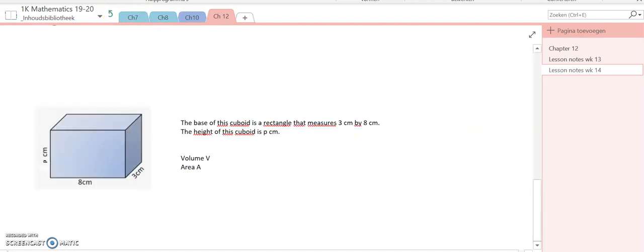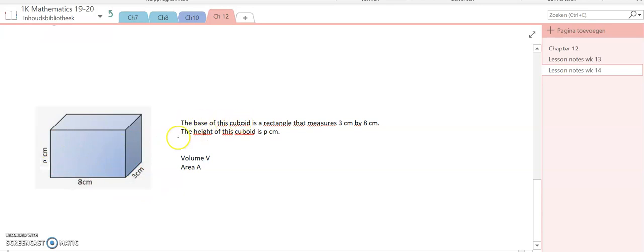You also need to know how to calculate the volume, in Dutch it's inhoud, and the area of a cuboid. This is a cuboid and not a cube because the sides are rectangles. If the sides are only squares, then it's a cube. So now it's a cuboid. The base of this cuboid is a rectangle. Base means the ground of this figure, so it means grondvlak.